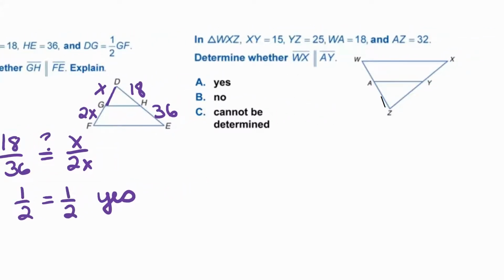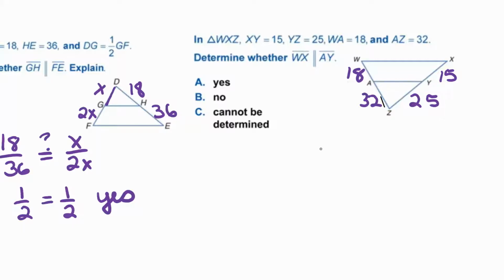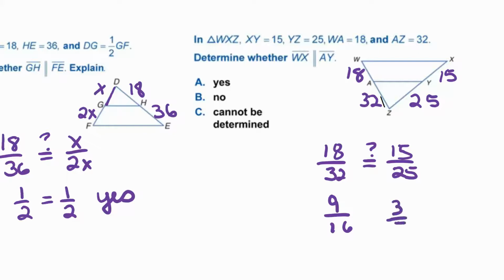In the next problem, we have that XY is 15, YZ is 25, WA is 18, and AZ is 32. So we want to know, is 18 over 32 equal to 15 over 25? Reducing 18 over 32 becomes 9 over 16. 15 over 25 can reduce to 3 over 5. And those are not equal, so the answer would be no, the sides are not in proportion.